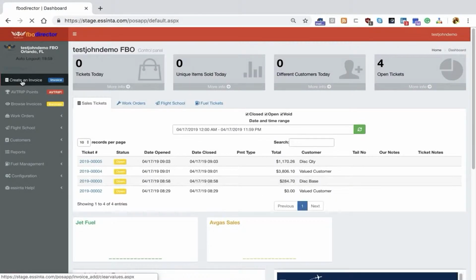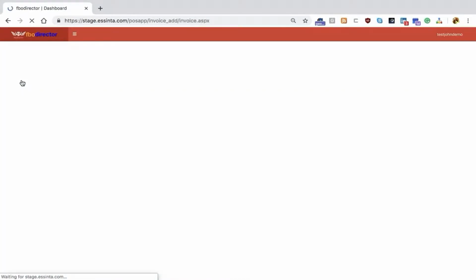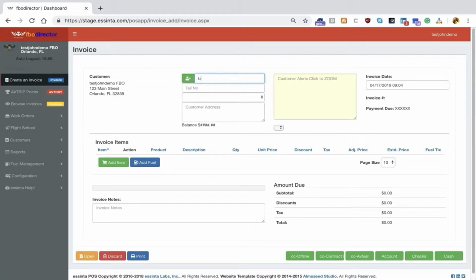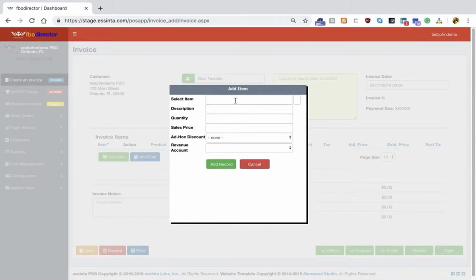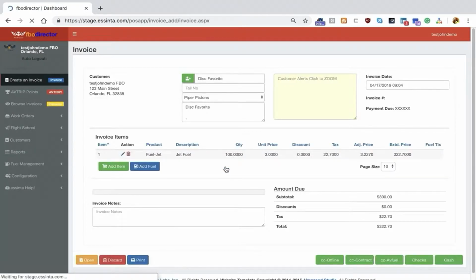Let's take a quick look at the discount classes that we set up. If you recall, one of those was for our favorite customer. I'm going to use a standard pick list here to retrieve the customer, and it was for jet fuel. If I recall, it was a constant price, or an amount per gallon, and that one was at constant price, $3 per gallon.